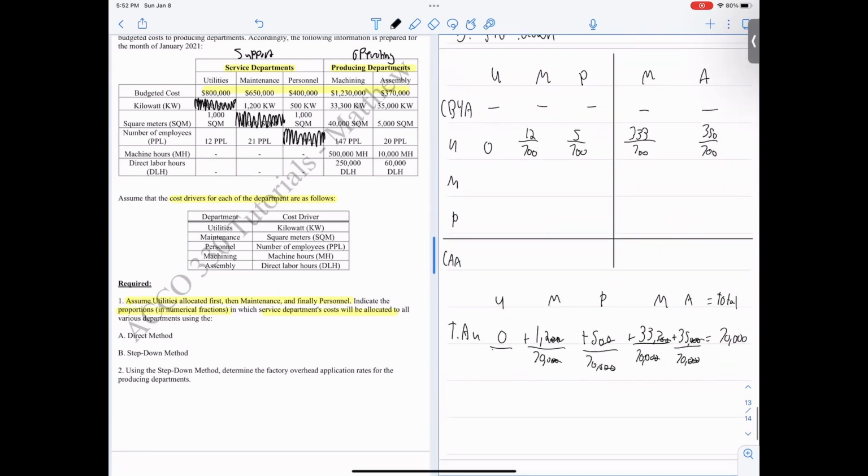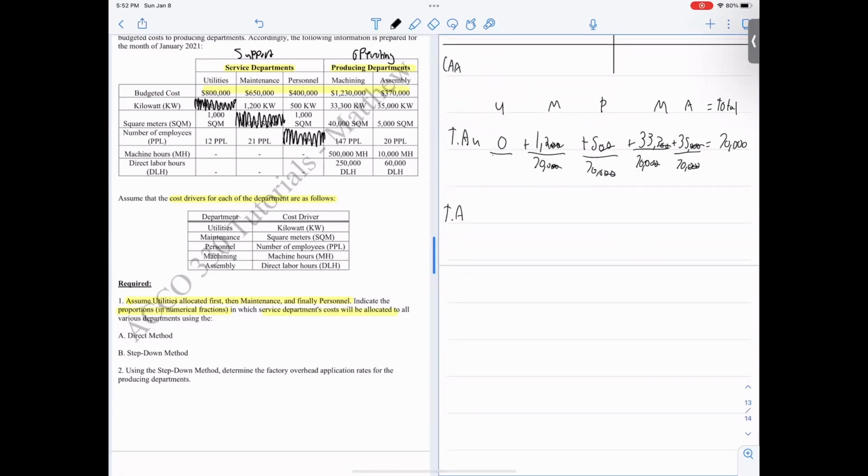Okay, now next up, maintenance. So maintenance, guys, doesn't allocate to utilities because they're doing the step down. Okay, you allocate from left to right when doing the step down. So let's go build our total allocation for maintenance now. They don't help utilities because they're the second rank. Maintenance provides some amount of square meters to themselves, but you never do self-allocations, always 0. Personnel, 1,000. Okay, then machining, 40,000. Then assembly, 5,000. Total allocation of 46,000.